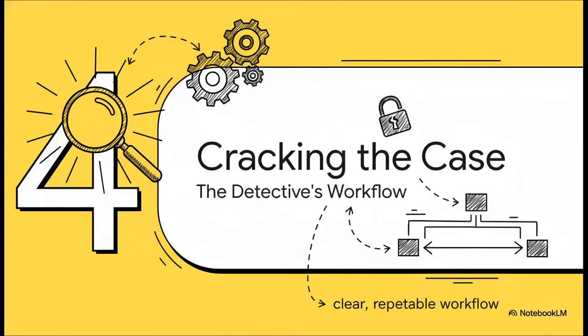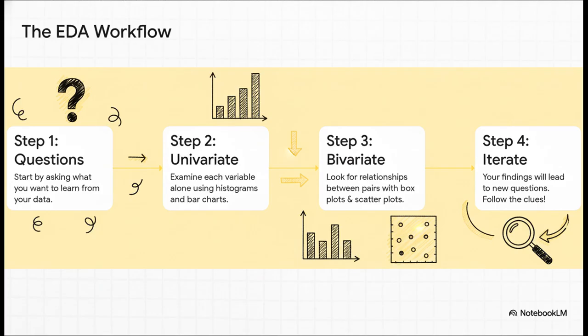Okay, we've looked at the tools, we've looked at the techniques. Let's wrap this up by putting it all together into a simple workflow you can use to crack any data case you come across. It's a really logical process. Step 1, always start with questions. What do you actually want to learn? Step 2, univariate analysis. Look at each piece of evidence on its own with histograms and bar charts. Step 3, bivariate analysis. Start connecting the dots between pairs with box plots and scatter plots. And finally, step 4, and this is the most important one, iterate.